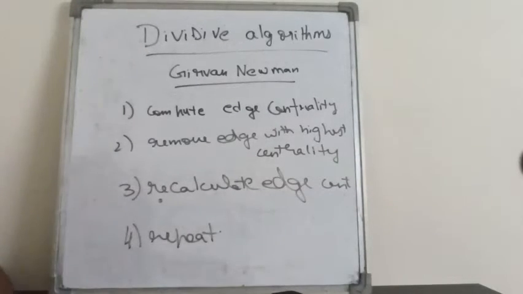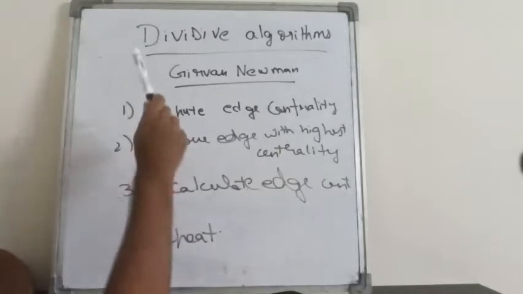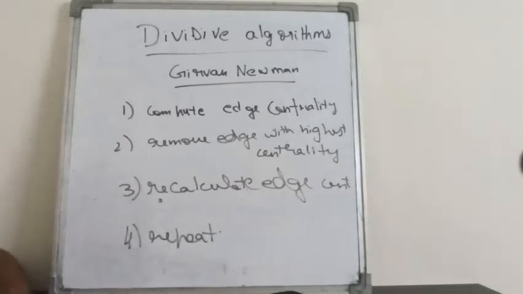So today we'll be discussing divisive algorithms, which are a part of identifying community structure in social information networks. As we've seen in the previous video, there are four methods in which we can identify communities in a graph. The first one is divisive algorithms. The second one is modularity optimization. The third one is spectral algorithms, and the fourth one has many algorithms which we'll be looking at in the next few videos.